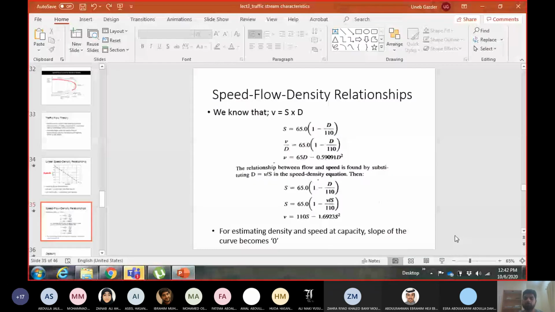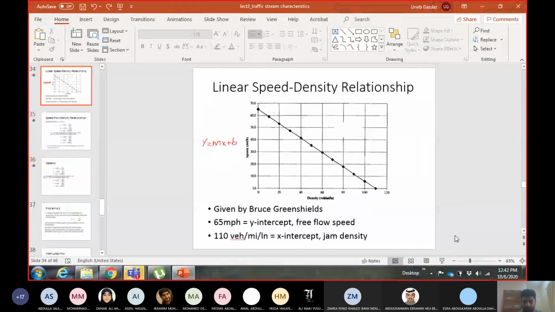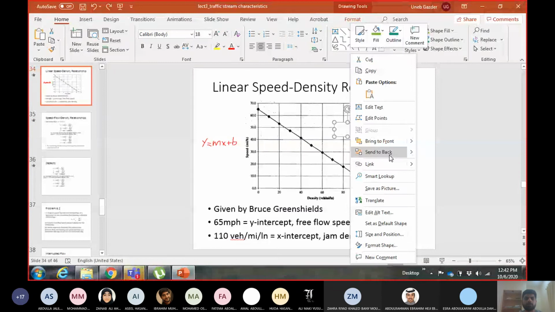So this whole calculation was using this curve, right? The speed flow curve, and using this equation. This was our first equation.